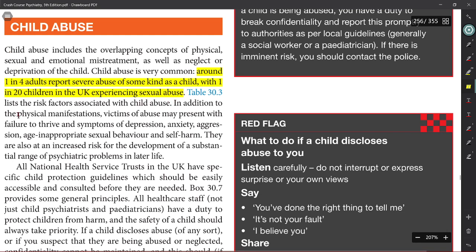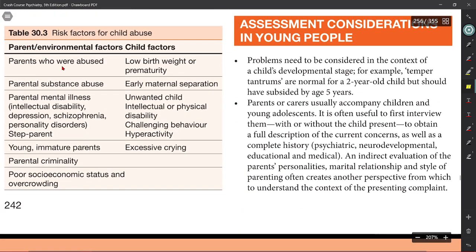Table 30.3 lists the risk factors associated with child abuse. Let's talk about them. Here we have some risk factors for child abuse. We have parent and environmental factors, and we have child factors. Parent or environmental factors include parents who were abused, who are more likely to abuse their children, parental substance abuse, parental mental illness, like intellectual disability, depression, schizophrenia, personality disorders, and step-parent, young immature parents, parental criminality, poor socioeconomic status and overcrowding. All of these are risk factors for abusing a child. We have some child factors like low birth weight or premature children, early maternal separation, unwanted child, intellectual or physical disability, challenging behavior, hyperactivity, and excessive crying. Okay.